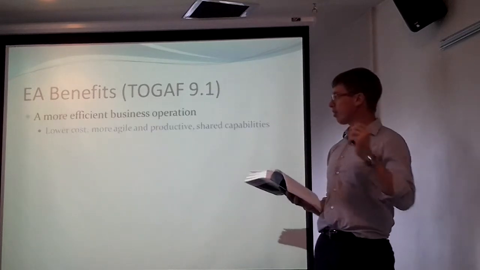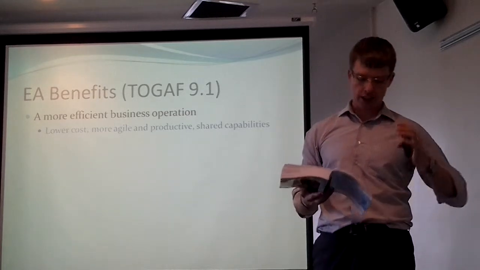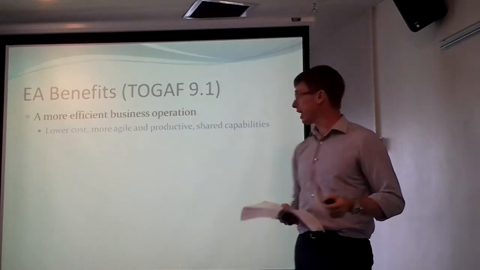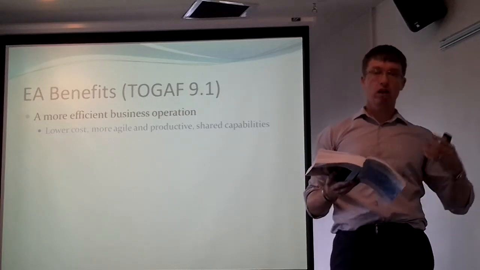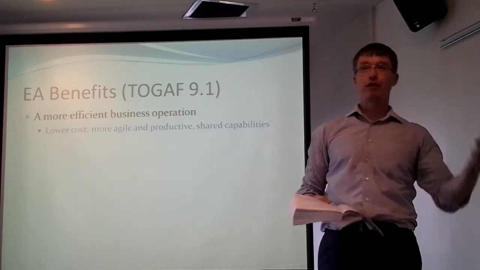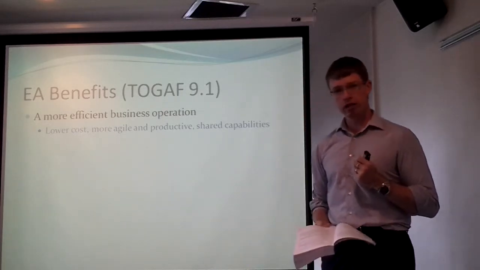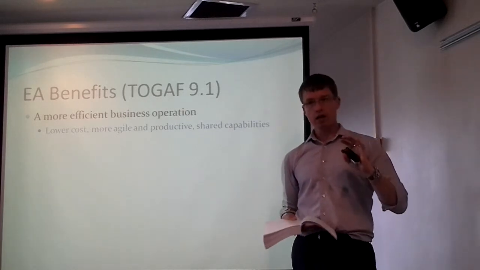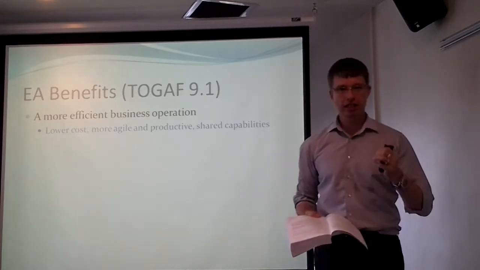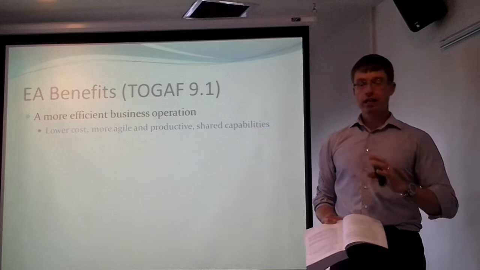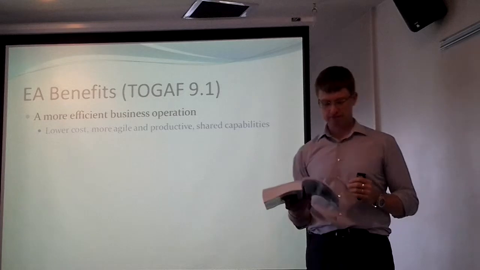Well, looking straight at the guide, the first benefit that it highlights is a more efficient business operation. How? Well, we're looking at sharing business capabilities across the organisation. What can this lead to? Well, lower operational costs. Rather than having silo-based duplication, as you see in many organisations, we maximise our reuse of capabilities. As well, enterprise architecture contributes to more flexibility, more agility, and increased productivity by keeping our enterprise design relevant to the dynamic needs of our organisation.